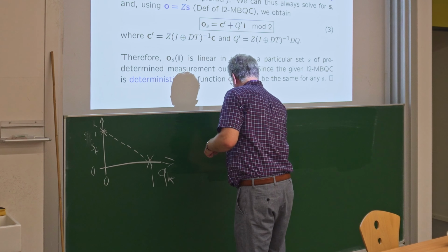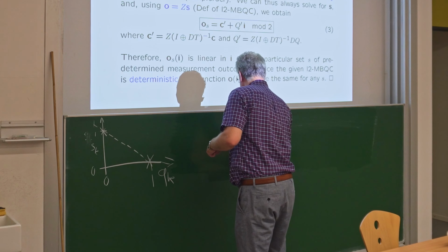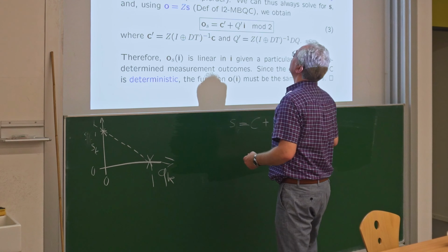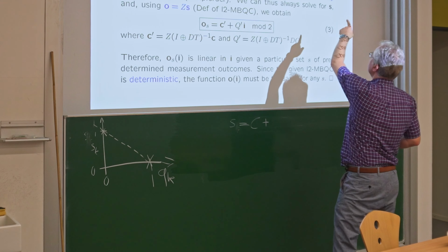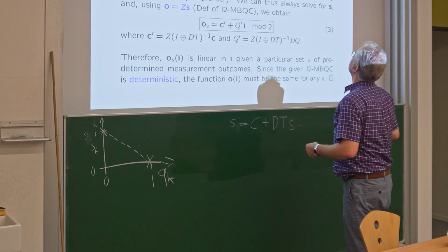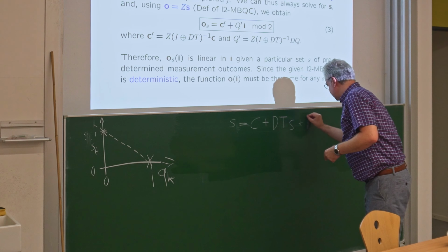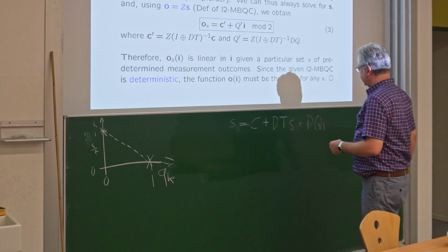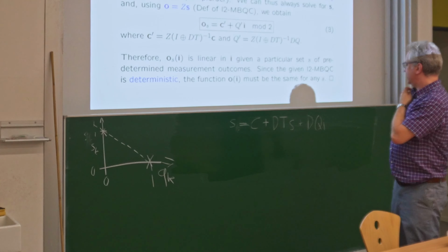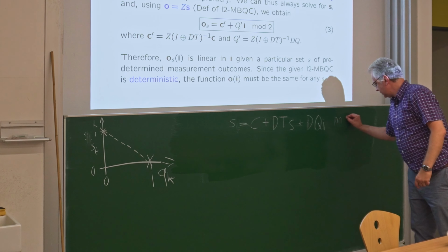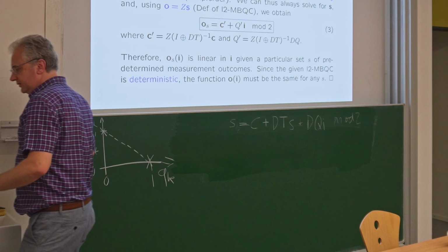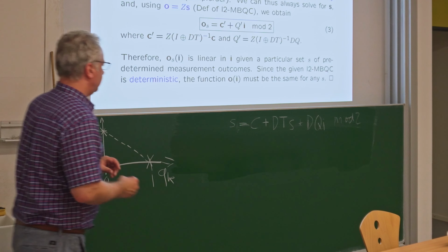So we take this relation and put it in there. So we get S simply is C plus DQ, and Q is this. So this is DTS plus DQI. Is that right? Yeah, I think this is it. Can somebody follow? I think this is right. So I need another piece of chalk and I need to speed up.